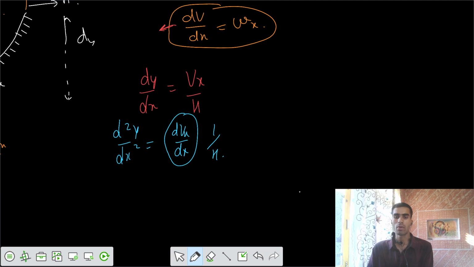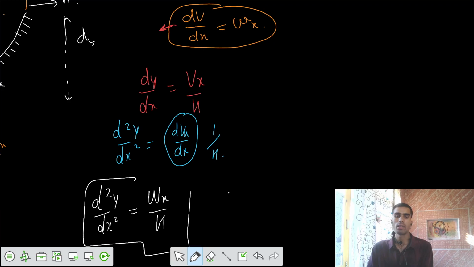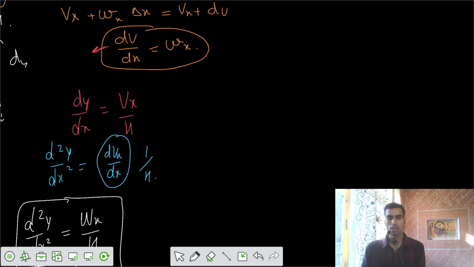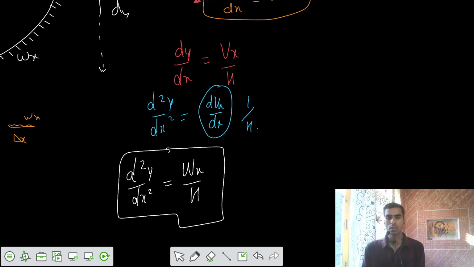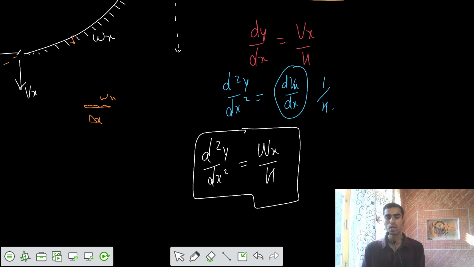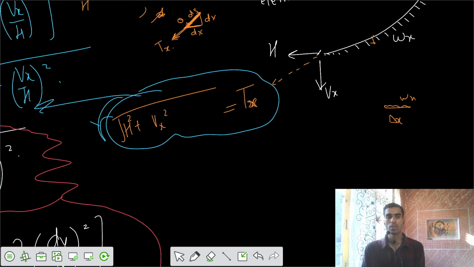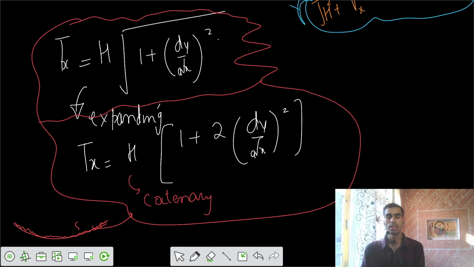So I can write d2y by dx2 equals wx by H. I can write this equation in this fashion. Now let's keep those two results. One is d2y by dx2 equals wx by H, and one more result was that T at any x is equal to H times this function.